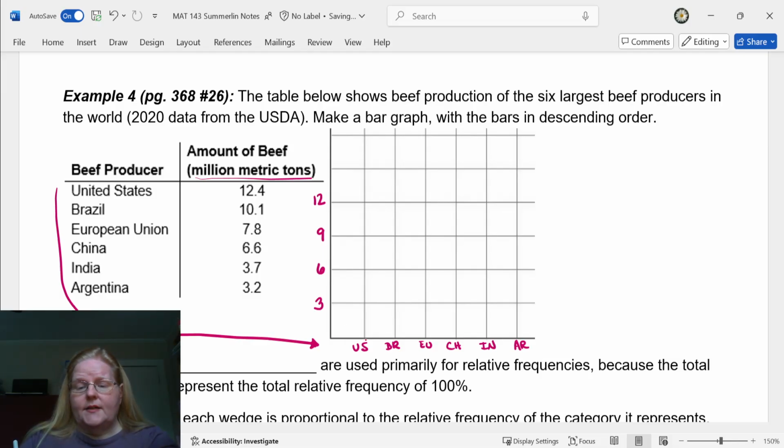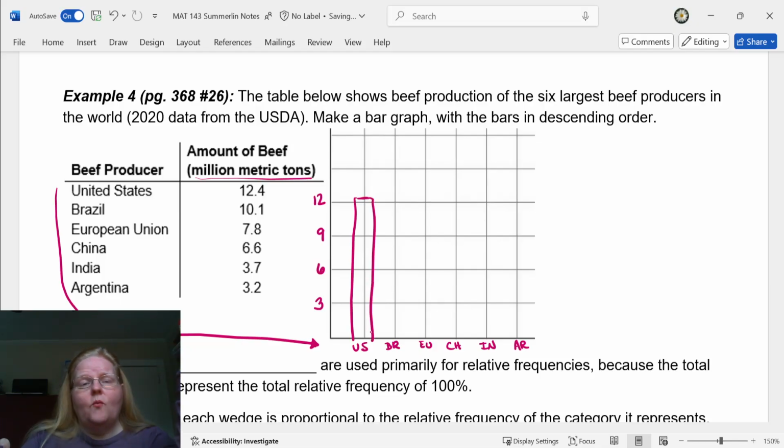So the US is up to 12.4. I don't want to just go up to 12 for the US. I got to go a little bit above that. But I don't want to go way up here, because that would be 15. I can't let it go like a third, because a third would be up to 13. And that's not right either. So it's just a little smidge above 12. And I draw my bar.